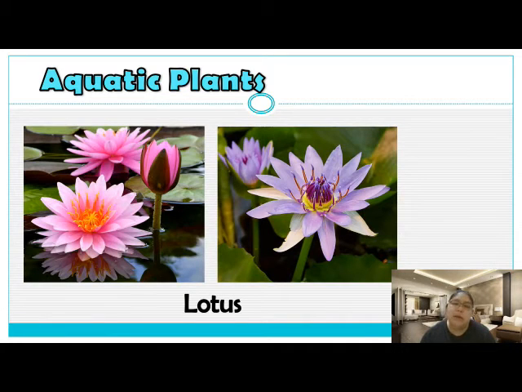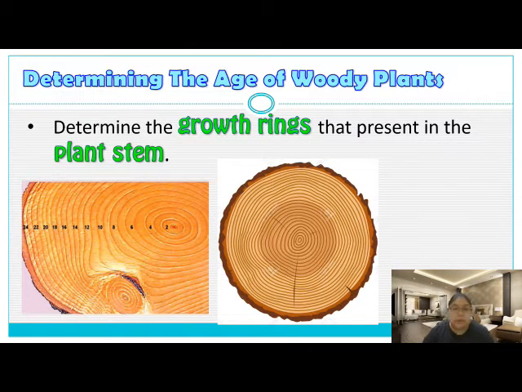This one is a lotus. Lotus also floats on the surface of the water, supported by the buoyancy force. Okay, then this one is just a short one.